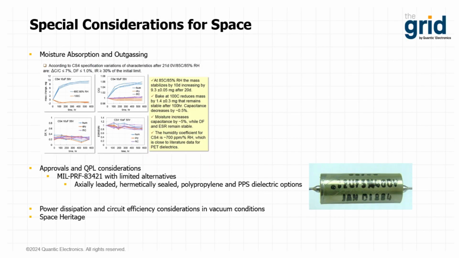Let's talk about space, since we are a high reliability manufacturer. Pactron's MLP capacitors have been used in space, but they do not fit into the MIL PRF 83421 performance specification. This is a performance specification typically used by NASA. NASA's qualified parts list, or QPL, is dictated by this MIL-PERF, at least for film capacitors, that is.